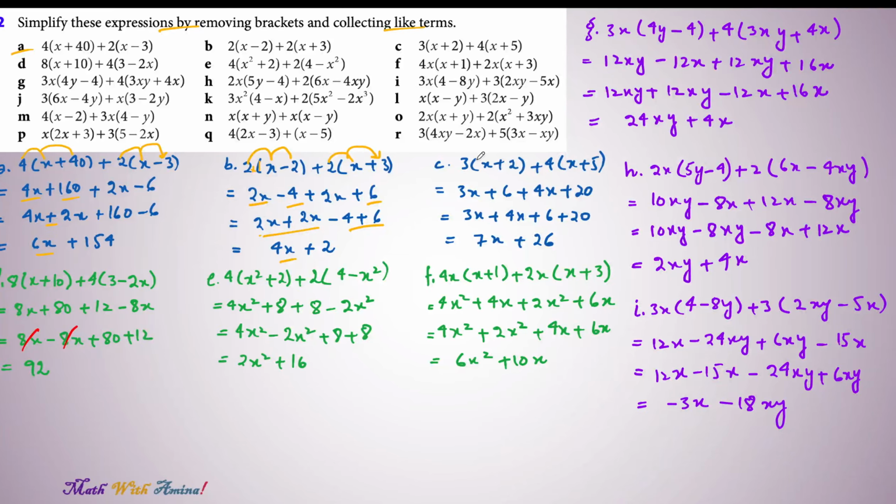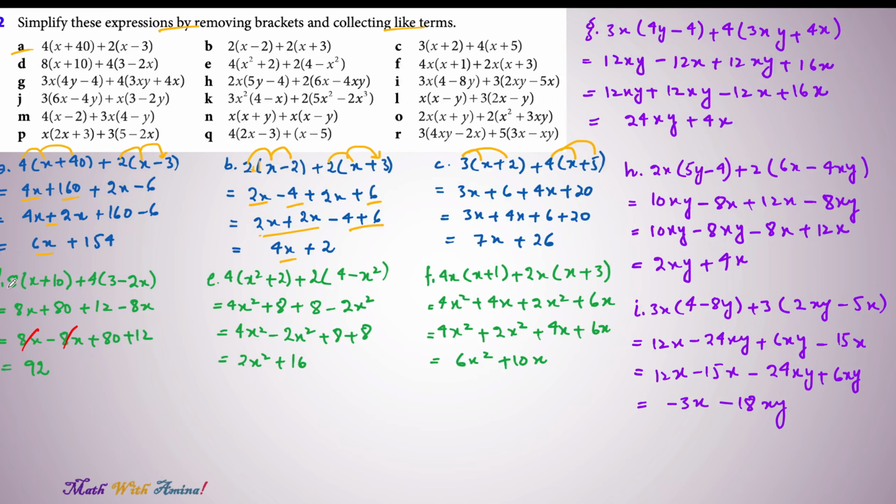Next we have 3, in the bracket x plus 2, plus 4, in the bracket x plus 5. So 3 gets multiplied with x and then 3 gets multiplied with plus 2. 4 gets multiplied with x and 4 gets multiplied with plus 5. As a result we get 3x plus 6 plus 4x plus 20. Then we combine the like terms. We get the expression as 3x plus 4x plus 6 plus 20, and it becomes 7x plus 26.